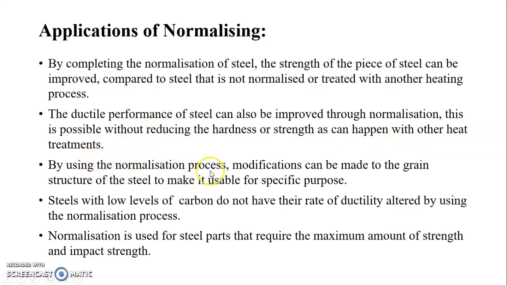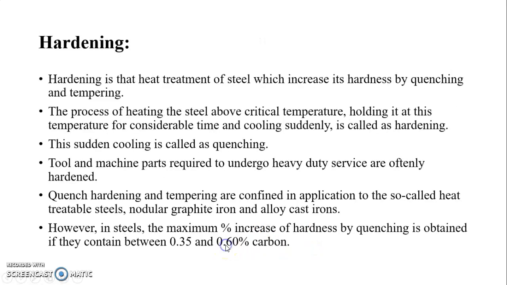By using the normalization process, modifications can be made to the grain structure of the steel to make it usable for a specific purpose. Steels with low levels of carbon do not have their ductility altered by the normalization process. So normalization is used for steel parts that require the maximum amount of strength and impact strength.